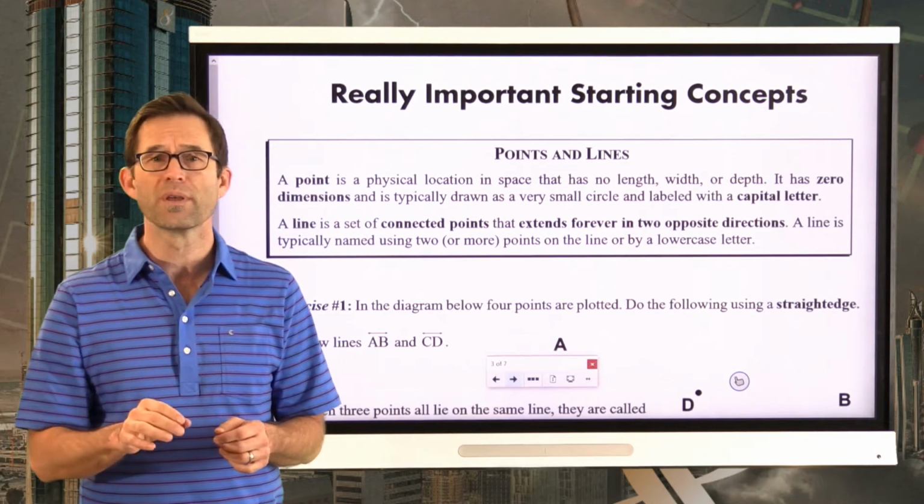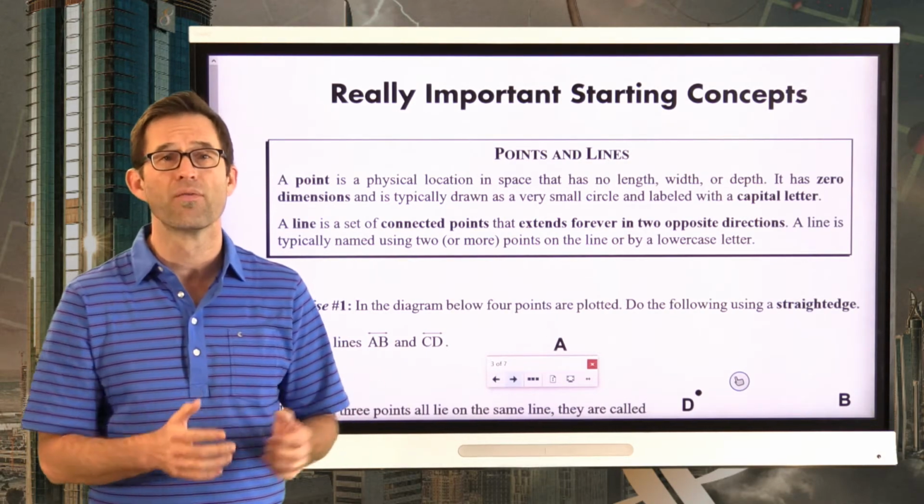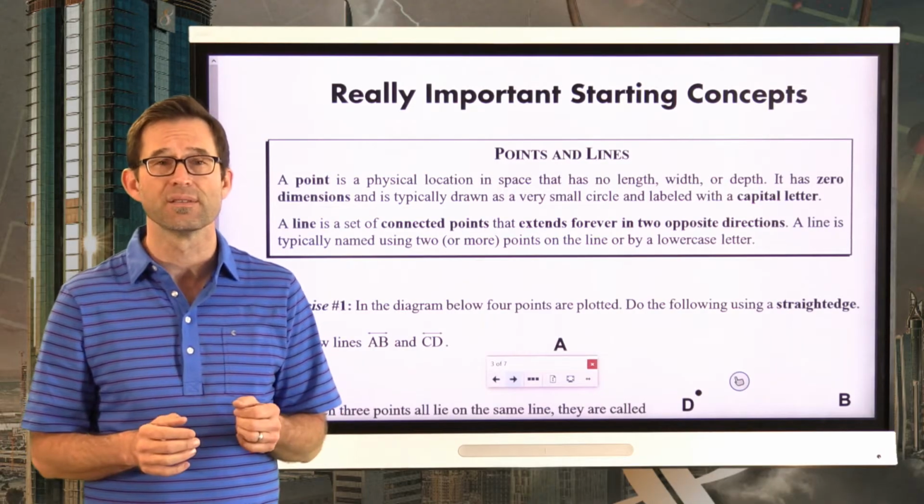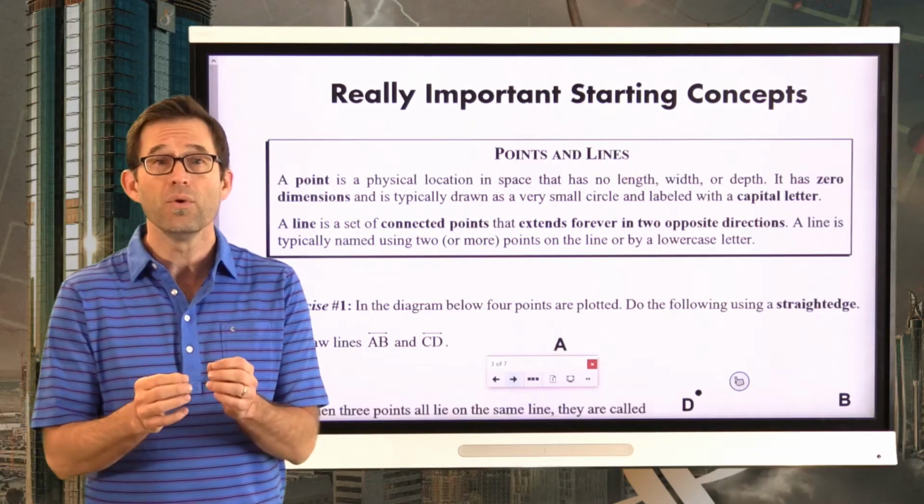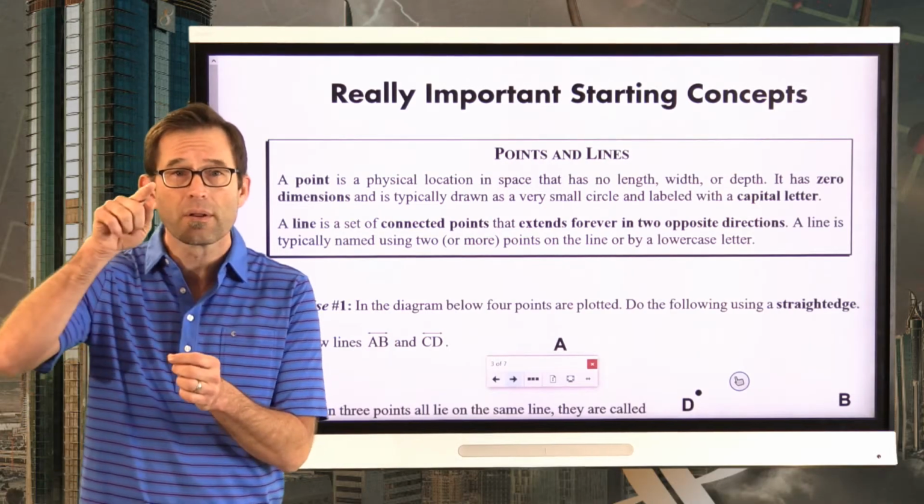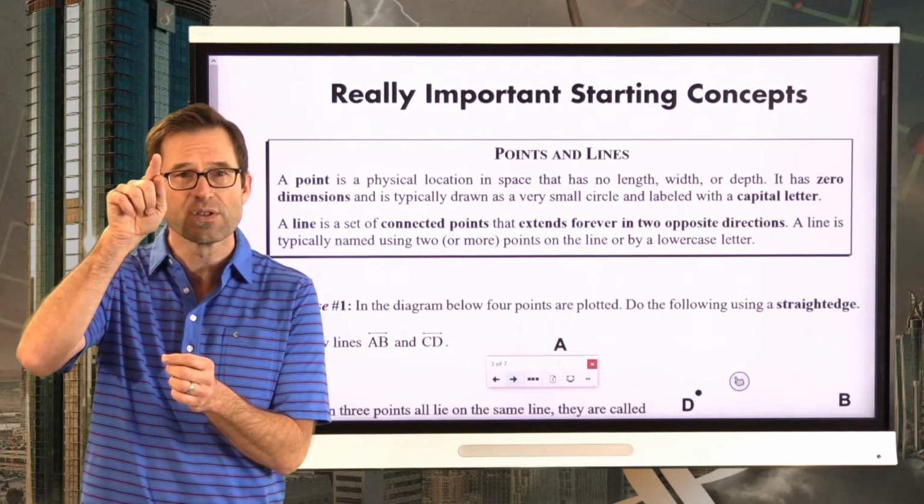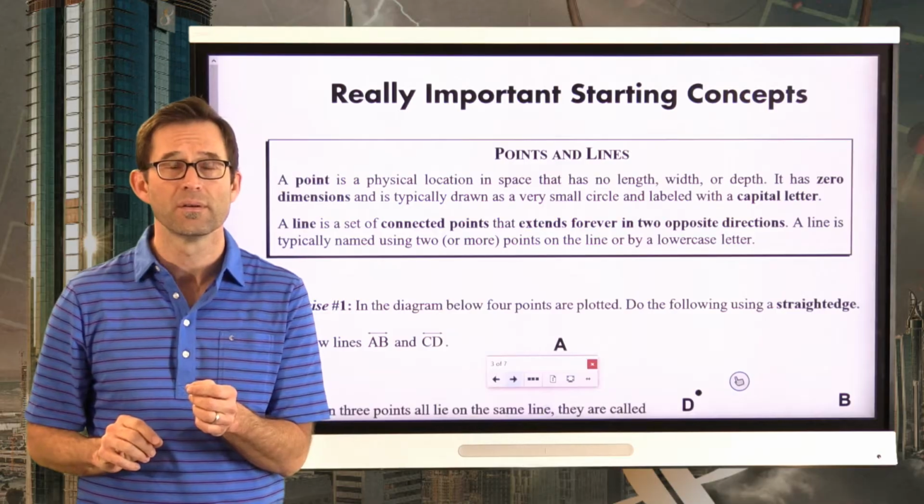And this is very important because when you see points, as you'll see them all over the place as we do these lessons, really what you're looking at is a circle, not a point. You can't see a point. A point is literally right there. It's this physical location in space.